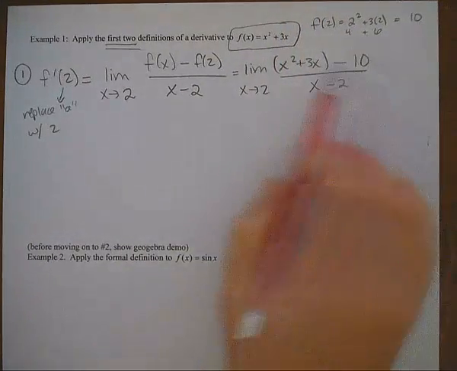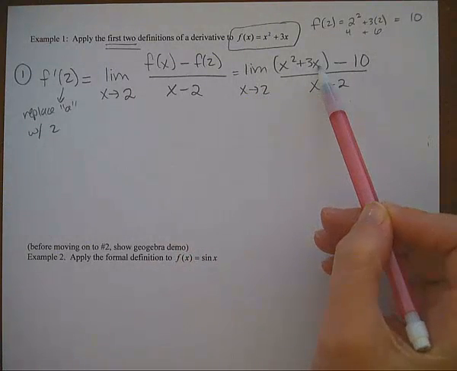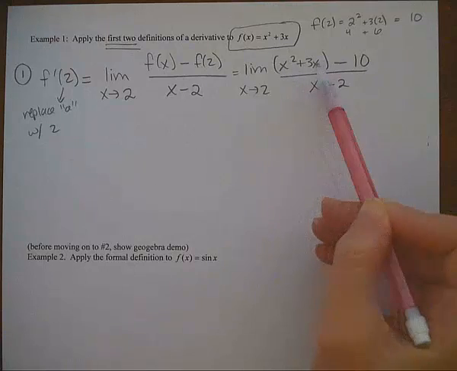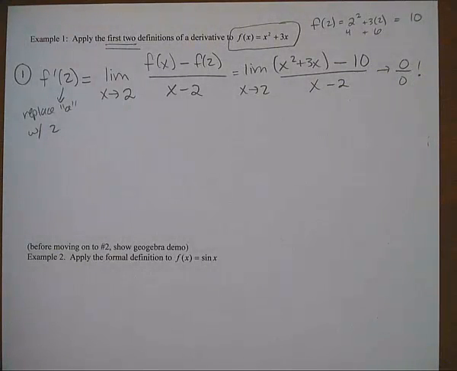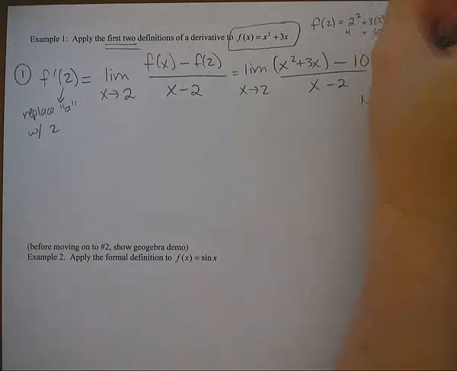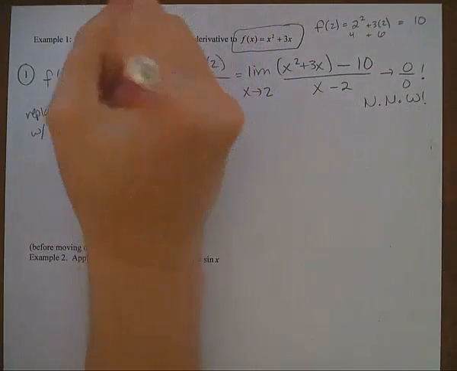So I need to find this limit. So the first thing I'm going to do is try substituting. So I'm going to plug 2 in here and here, and when I do that, I get 0 over 0, which we have now been trained. That doesn't mean we stop, that just means we need more work. Needs more work. So I'm going to go ahead and try factoring the numerator.